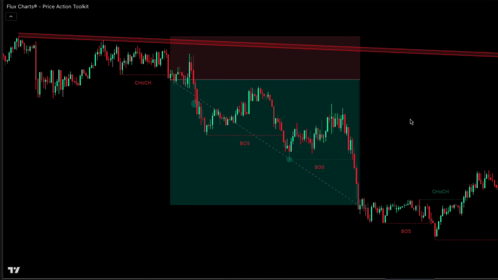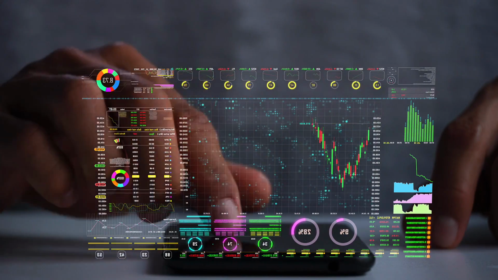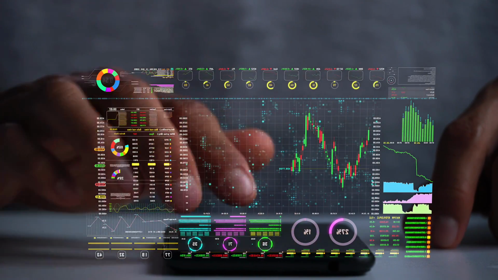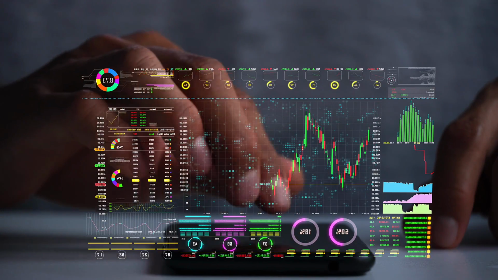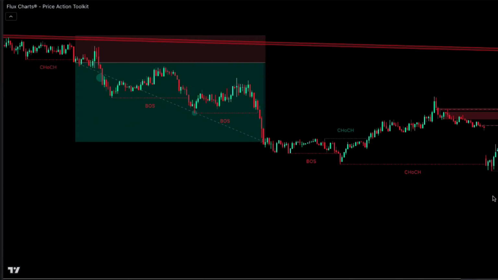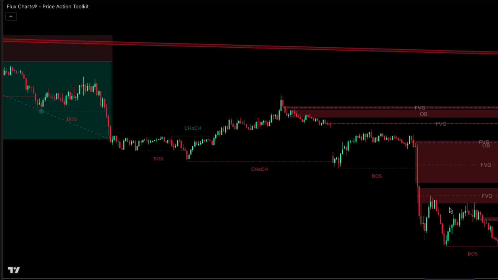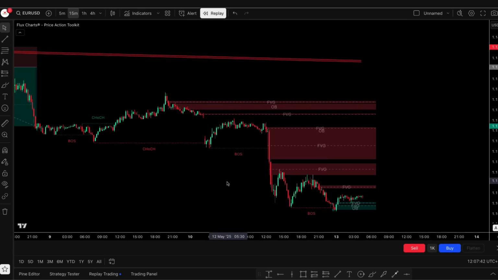The Price Action Toolkit by FluxChart is a powerful all-in-one tool that brings together essential price action concepts to enhance your chart analysis by providing clear visualizations of market structure, liquidity levels, and order blocks. This indicator is going to help you identify key trading opportunities with greater confidence.